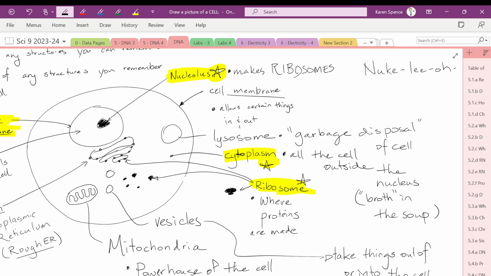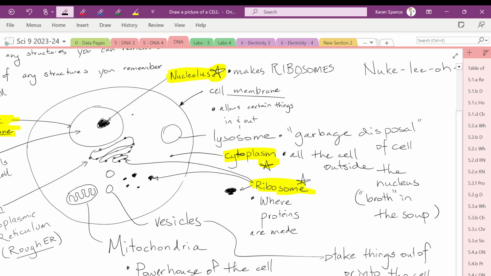I just want to make sure I've got everything here. I think I've got everything. Let's see. I'm going to cheat. Oh yeah, we forgot the Golgi body, but it looks a lot like the rough endoplasmic reticulum. Do we want to draw the Golgi? It's not on your list. Shall we just leave it?